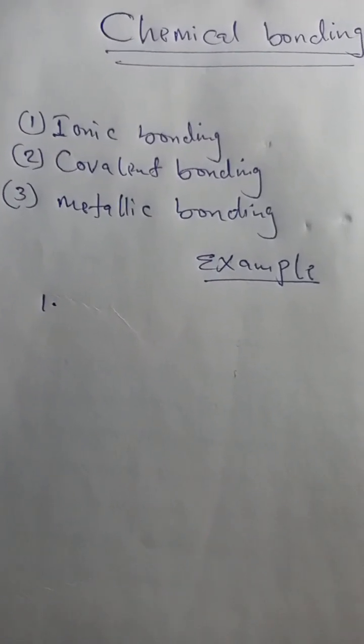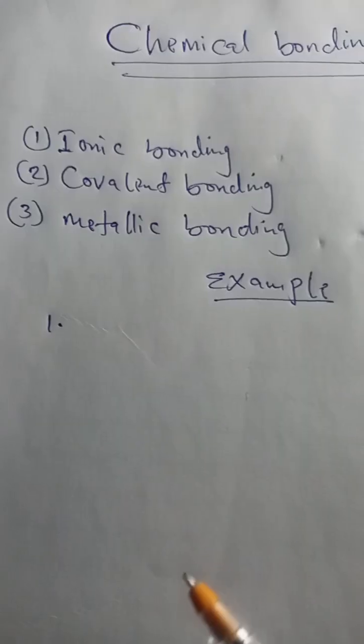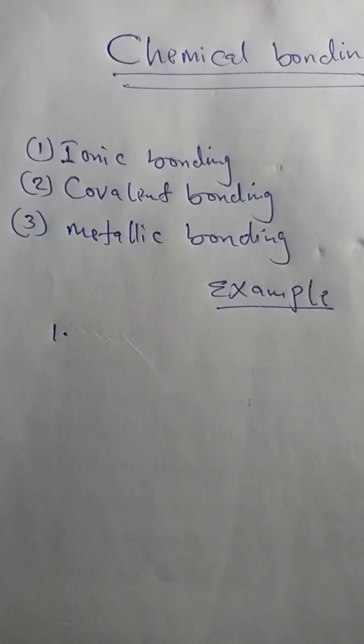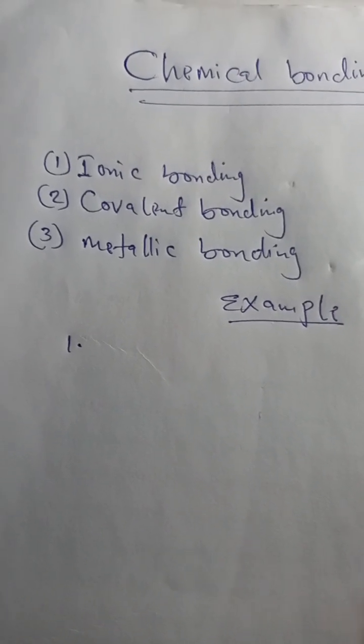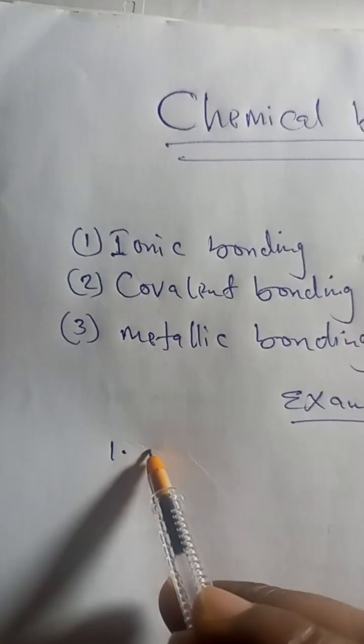There could be others, but these are the major types of bond. We have the ionic bond, we have the covalent bond, and we have the metallic bond. Is that okay? So these are the major types of bond we have. We'll be taking them one by one and seeing practical examples. All right. So let's start with ionic bond.